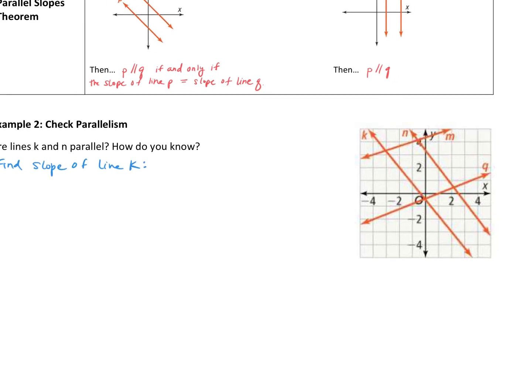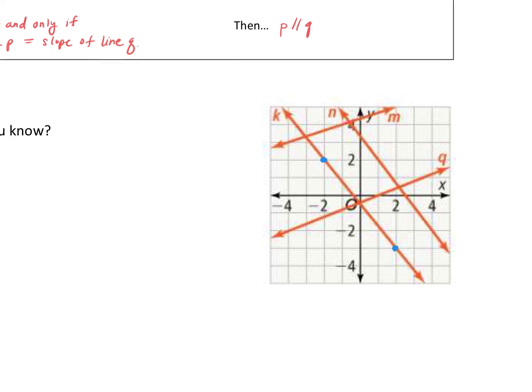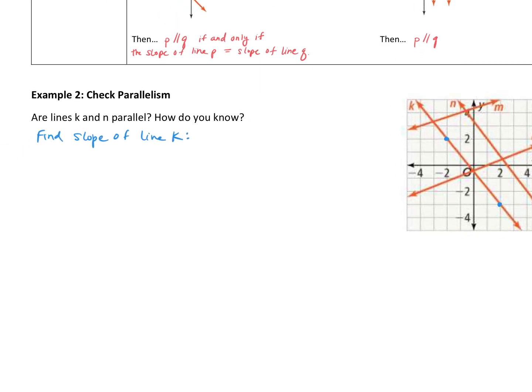If we look at our picture, what we're looking for are two nice clean points on line K. Here is line K, this one right here. Here's a nice point at (-2, 2). And if I keep following, I can see a nice point there at (2, -3). So we will make note of those two ordered pairs. Line K passes through those two points.